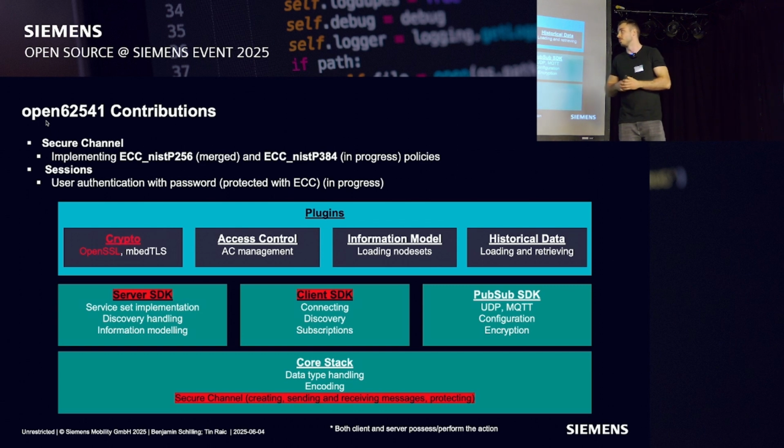We used OpenSSL. What we implemented for secure channels are 2 security policies, elliptic curve, of course, NIST P256 and NIST P384. For sessions, this is specific to the OPC UA standard, so it's not sufficient to only do the protection on the communication layer of the secure channel. For session authentication, namely username and password authentication on the application layer, we need additional protection. So we are not allowed to send the password in plain text. I mean, it is allowed, but it is not smart, of course.